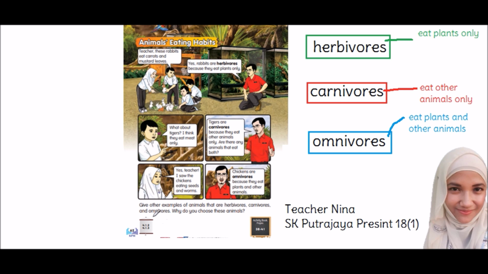Question. Give other examples of animals that are herbivores, carnivores, and omnivores. Why do you choose these animals? Okay, now I am going to list a few animals that I can think of right now. So you tell me whether the animals are herbivores, carnivores, or omnivores. Okay, let's see. First one.